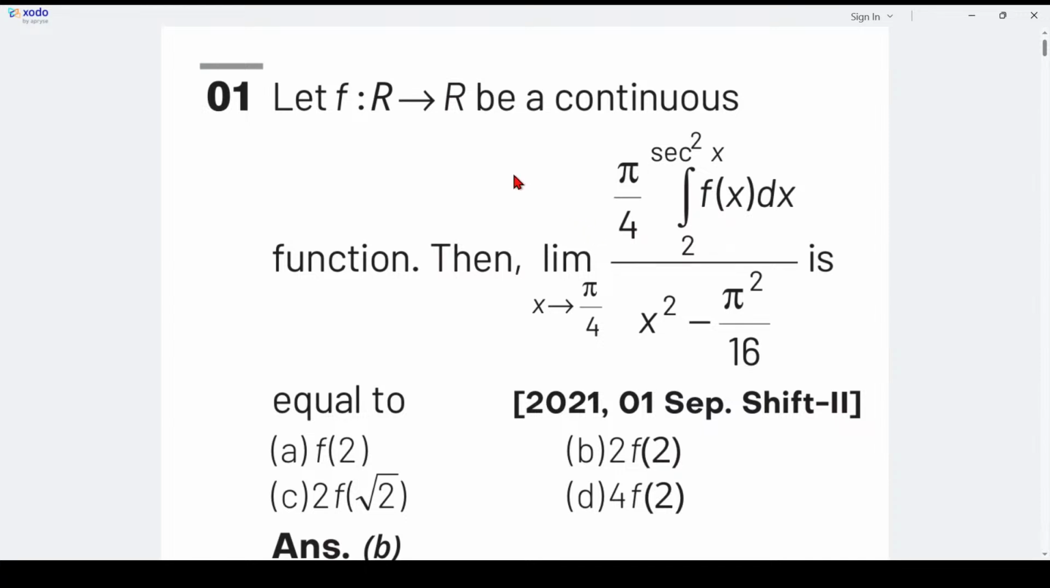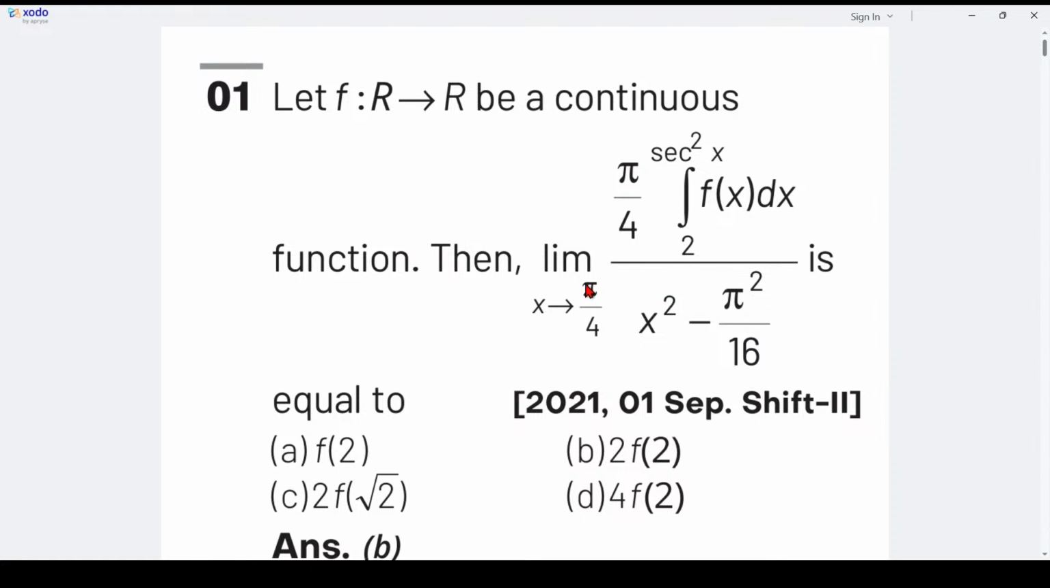In this problem, we are given this function: limit as x tends to pi by 4 of an integral, and in the denominator there is x square minus pi square by 16. Now we can clearly see this given limit is in the form of 0 by 0. Why 0 by 0? The denominator is pi by 4 square, which is pi square by 16, minus pi square by 16, which is 0.